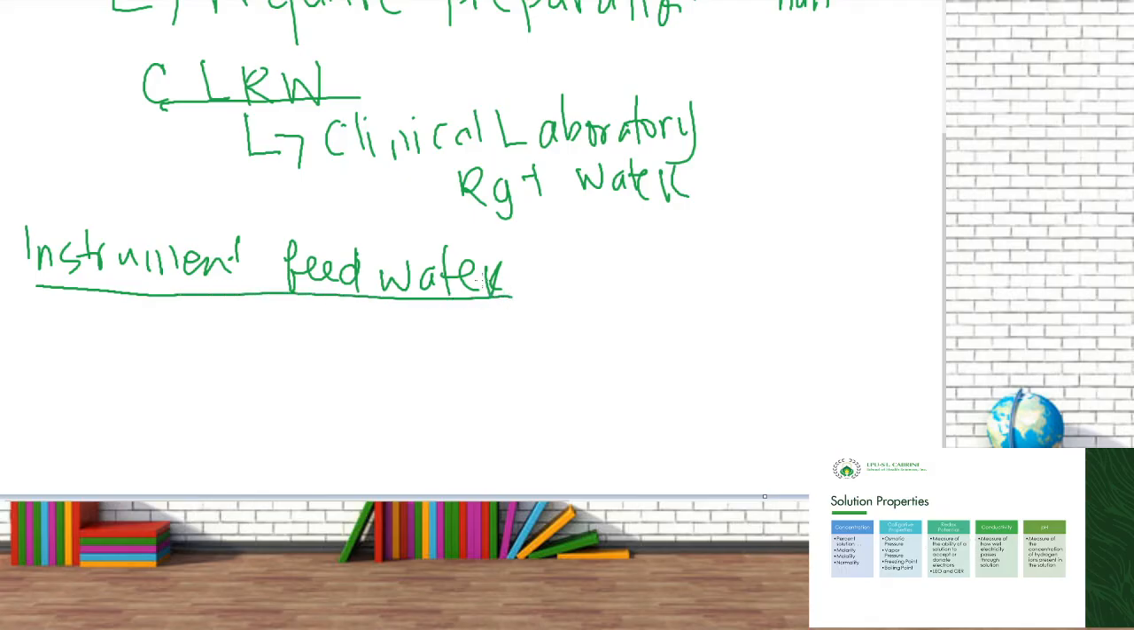Ano naman po itong instrument feed water? Instrument feed water is used for internal measuring rinsing. Ibig sabihin, this instrument feed water is the water used by your analyzer to rinse, to clean your machine. Okay?